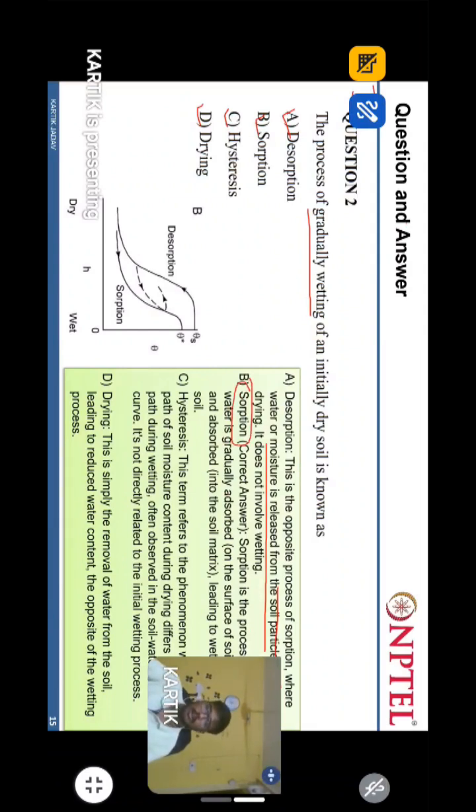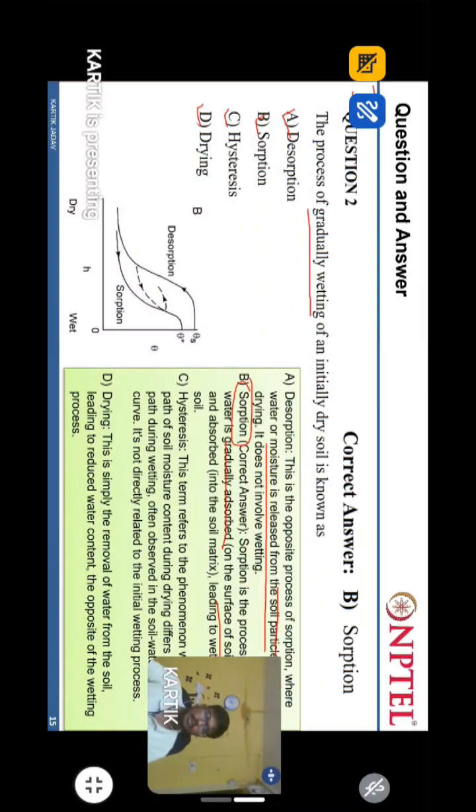In that process, water is gradually adsorbed on the soil surface and absorbed into the soil matrix, leading to the wetting of dry soil. We know that the soil moisture content in the drying and wetting phases is different, and that is known as the hysteresis effect. And drying is simply the removal of water from the soil.